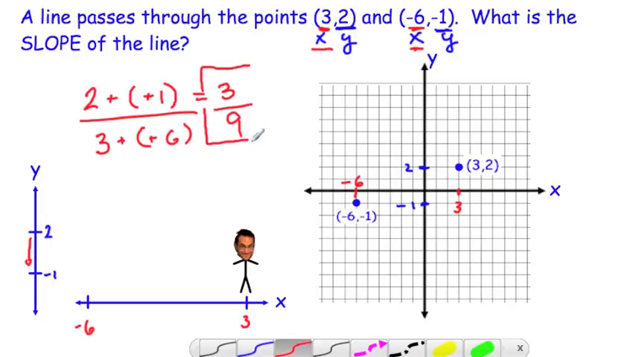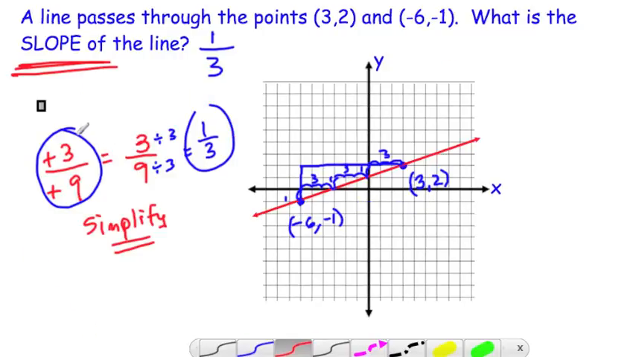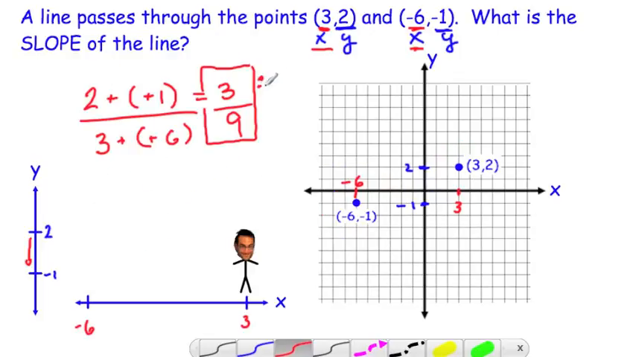Whoa. Look at that. 3 over 9. What did we have? We had 3 over 9. And then we simplify it and we get 1/3. So I'm going to take 3 over 9, divide by 3, and we get 1/3. Very, very simple. A line passes through the points (3, 2) and (-6, 1). What is the slope of the line? The slope is 1/3.